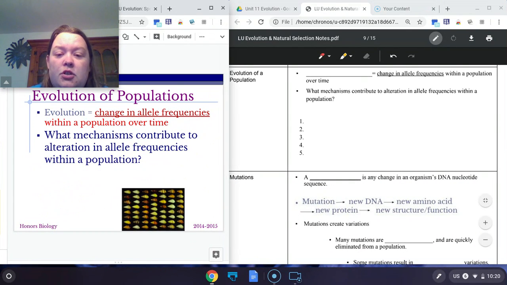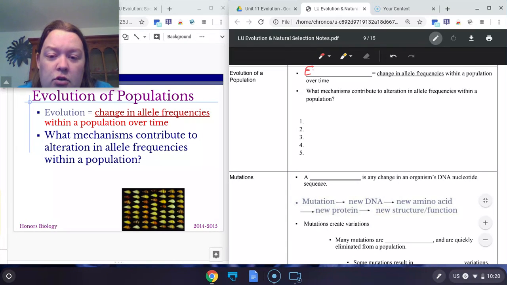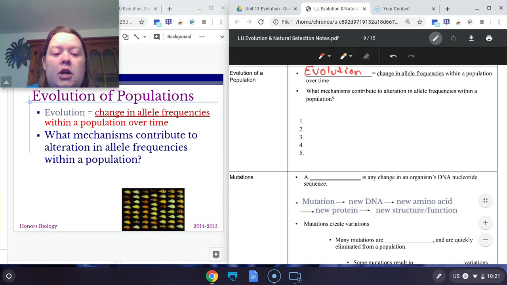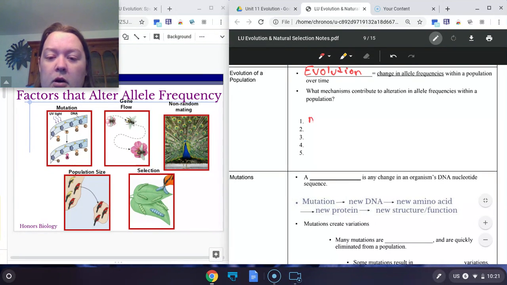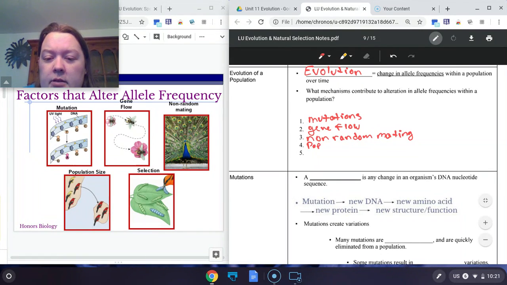All right, so evolution of a population. Evolution itself is change over time. Evolution is the change of allele frequencies in a population over time. And there's going to be a few different things that contribute to this: mutations, gene flow. We're going to talk about each individually after we list them out. Then there's non-random mating, population size, and then selection. So we're going to start off with these factors that contribute to evolution of a population.